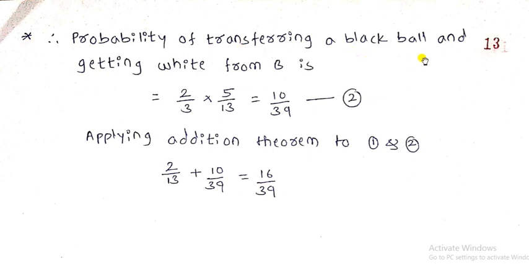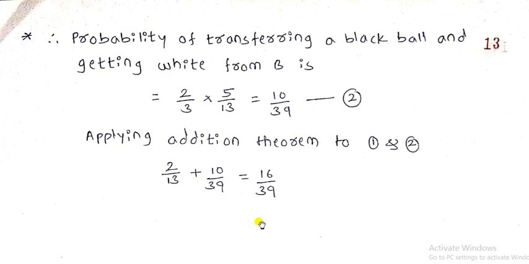Therefore, the probability of transferring a black ball and getting a white ball: in case number 2 we transfer the black ball, but according to the problem we choose only a white ball. After multiplying 2 by 3 and 5 by 13, we get 10 divided by 39. Now we apply the addition theorem to results 1 and 2. Adding 2 by 13 and 10 by 39 gives 16 divided by 39.